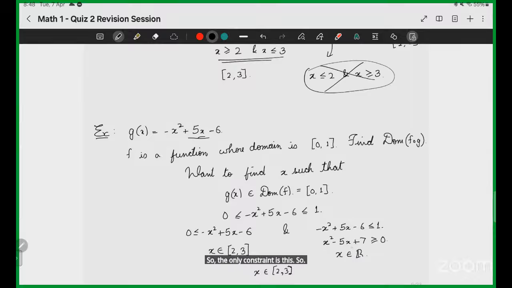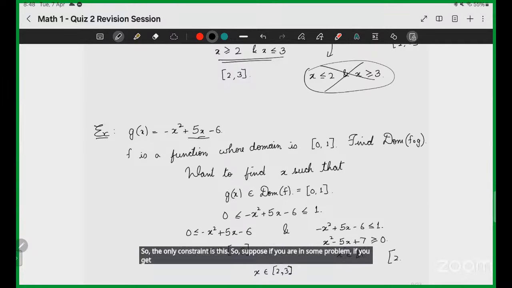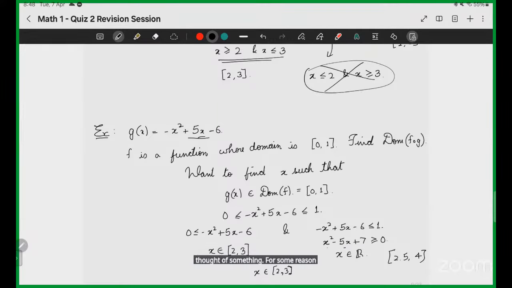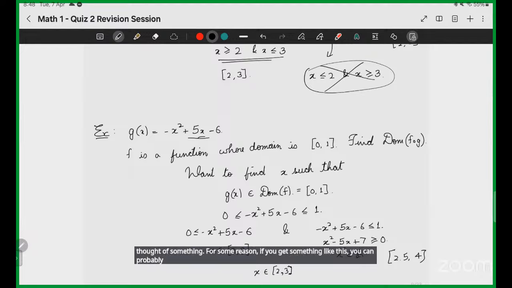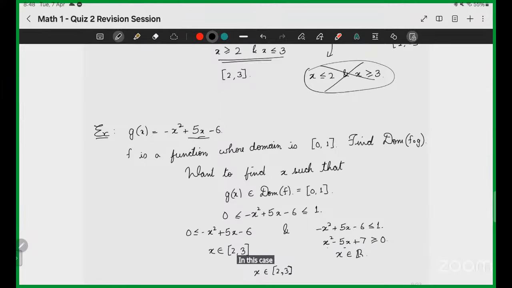So suppose in some problem you get something like 2.5 to 4, for some reason. You can probably come up with a good example where this happens, but right now I'm not going to do that. Then when you take the intersection, your answer will be 2 to 2.5, if such a thing happens. In this case it has 3, that should be right. Right, 2.5 to 3. Yes, correct. So take the intersection of the two.